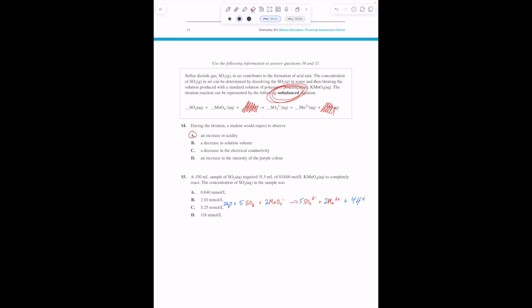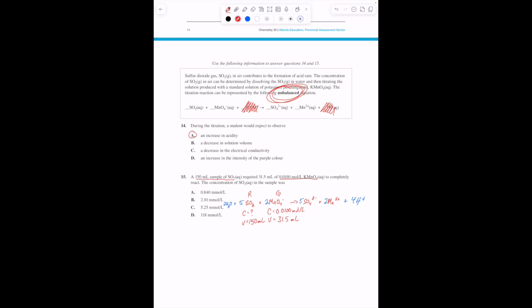All right, now I'm just going to do stoichiometry. So when I do stoich, I got to label my given and required. My required is the concentration of SO2, and I do know my volume of SO2 right there. So volume equals 150 mL. This is my given number. They gave me a concentration of 0.0100 moles per liter of that, and the volume is 31.5 mL.